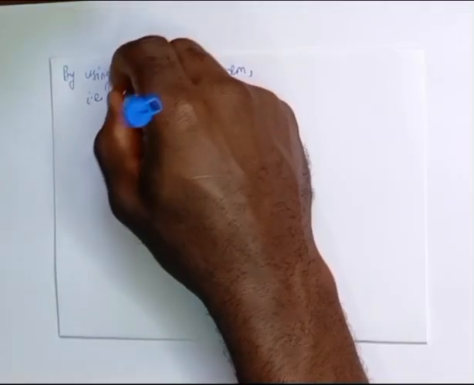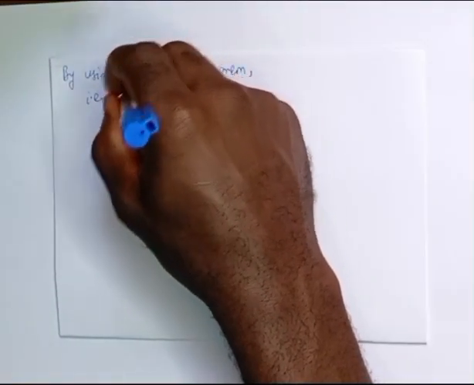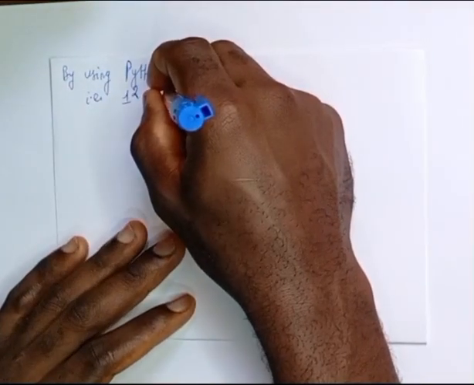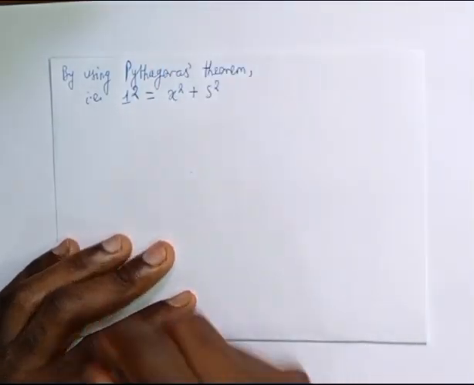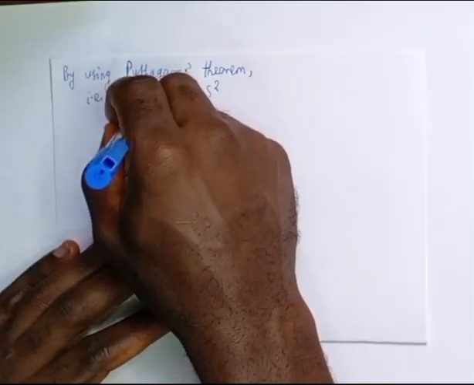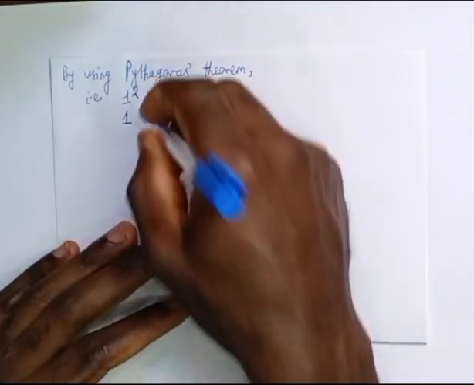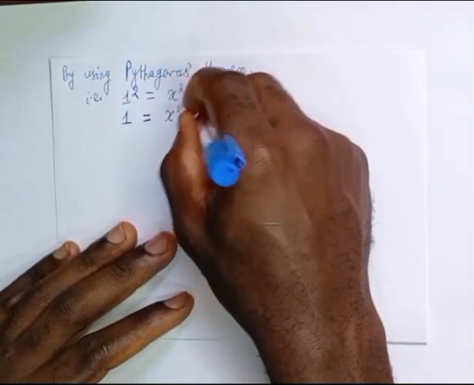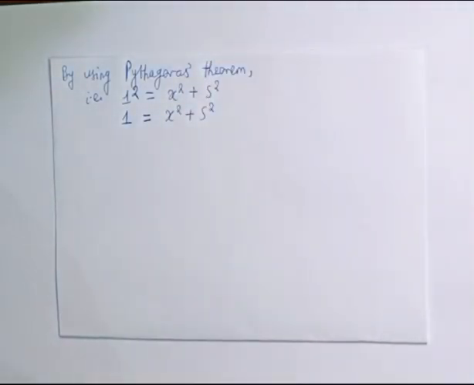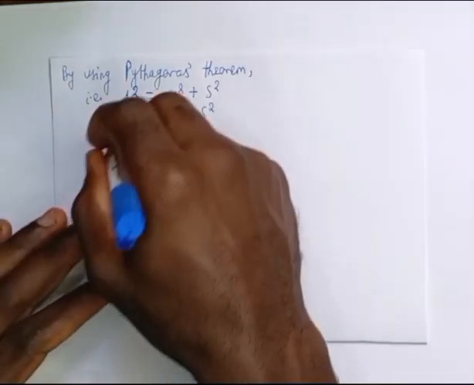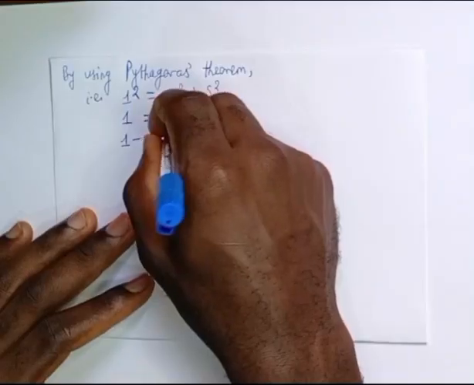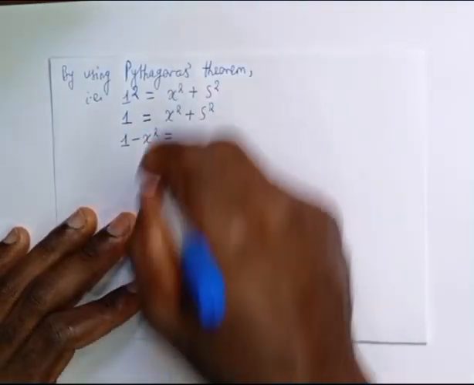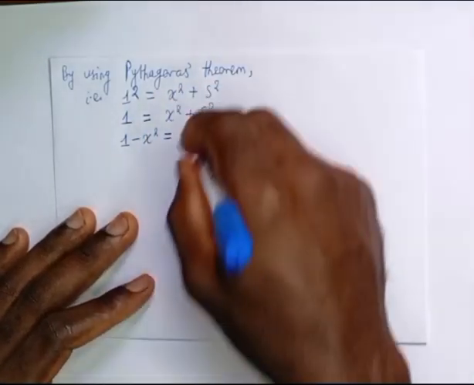This will give us 1 squared to be equal to x squared plus s squared. 1 squared gives us 1. That is 1 times 1 remains 1, is equal to x squared plus s squared. Next step, we are going to transfer x squared to the left hand side. And this will give us 1 minus x squared is equal to s squared.